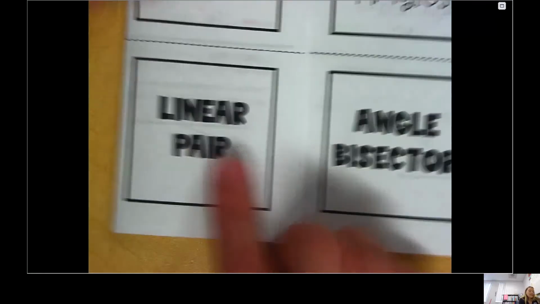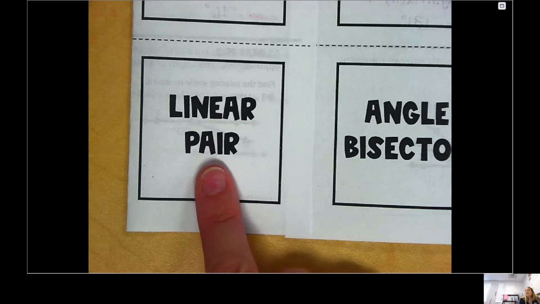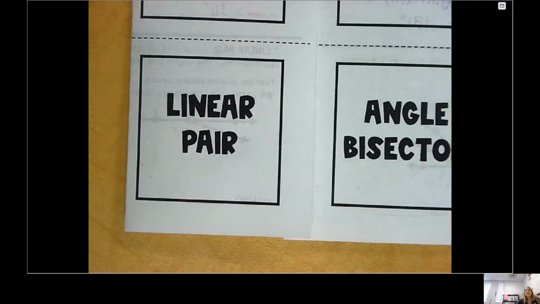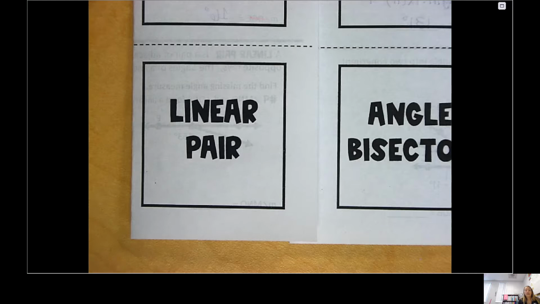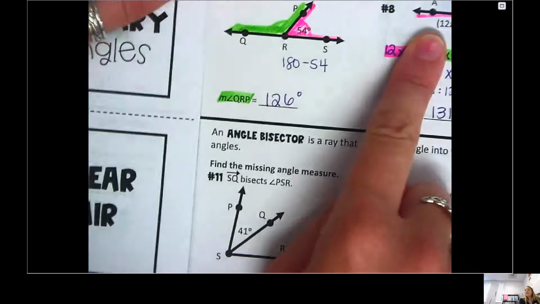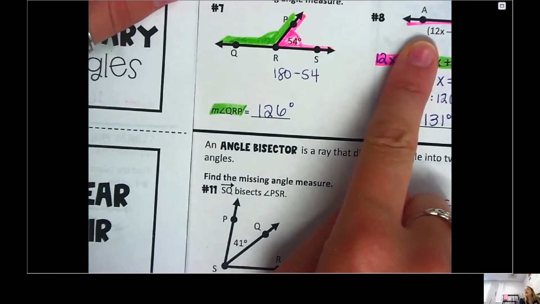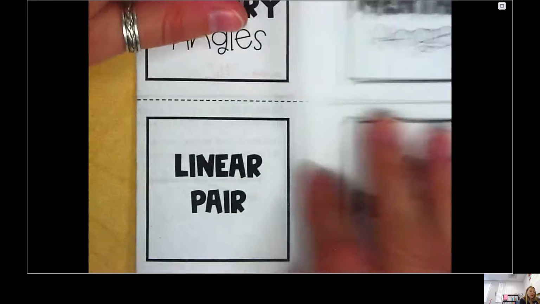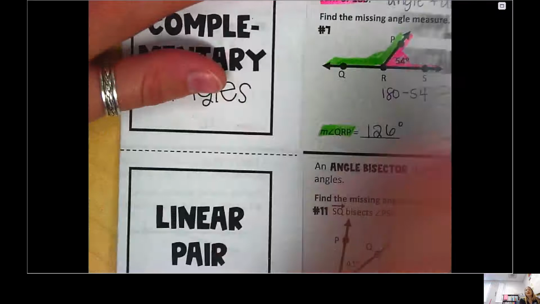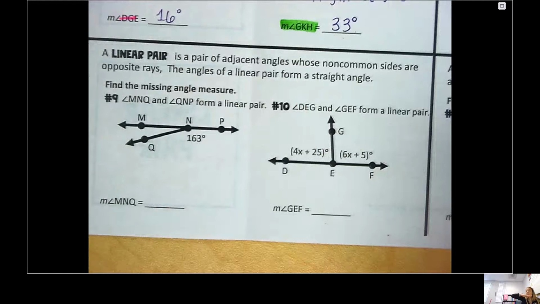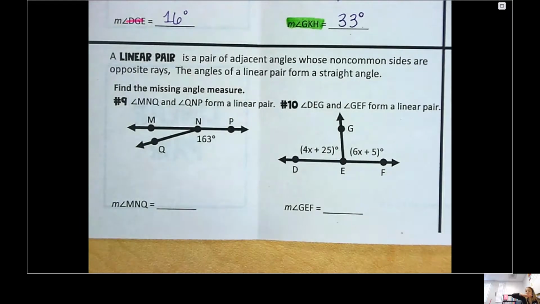Next one is called a linear pair. Now, what word do you see within the word linear? What's the base word there? Line. Exactly. We just did a line right over here. How many degrees are in a line? 180. So a linear pair, we're going to set up exactly the same way we set up supplementary, because it's going to be 2 angles that when we combine them, give me a straight line, 180 degrees.